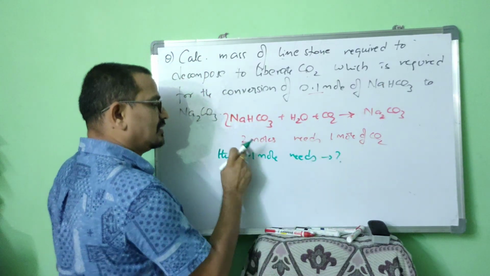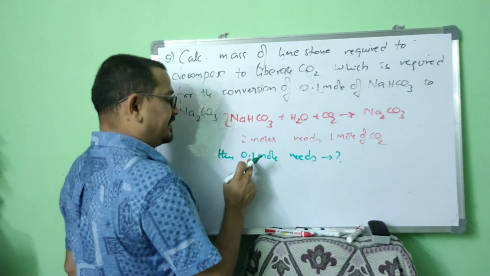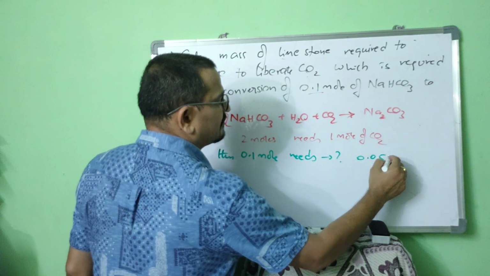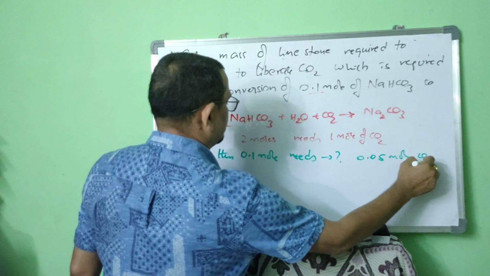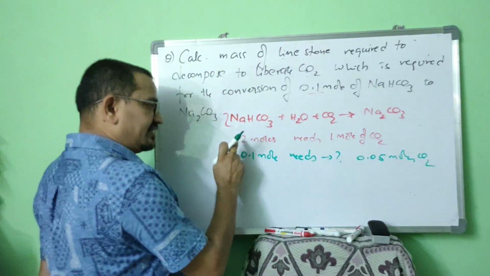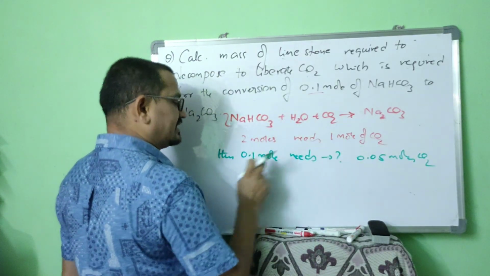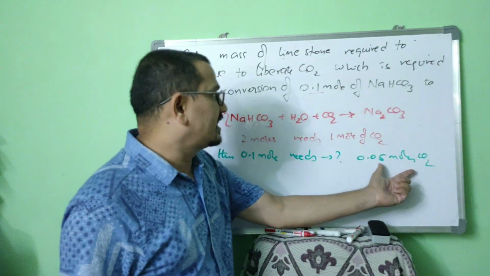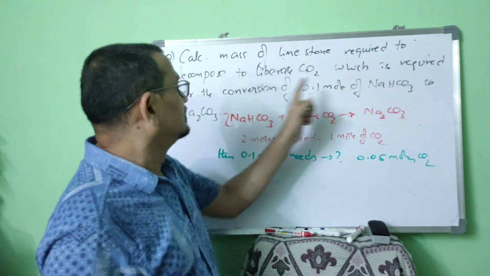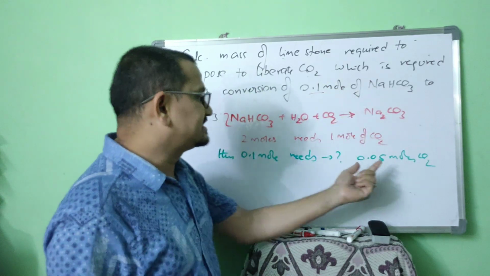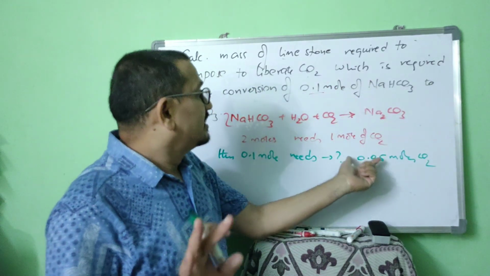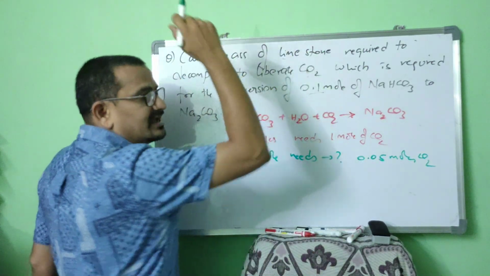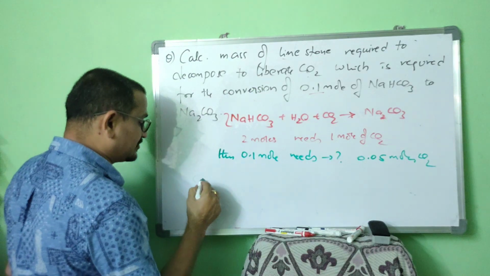2 needs 1, 1 needs half, and 0.1 needs 0.05 moles CO2. When 2 needs 1, here half is required. So the number of moles of CO2 required for the conversion of this sodium bicarbonate to sodium carbonate is 0.05 moles. Now this 0.05 mole CO2 can be obtained from how many grams of limestone? That is a continuation problem.